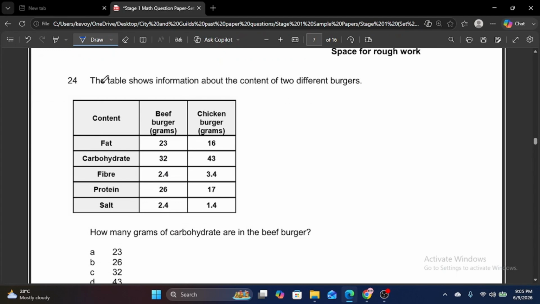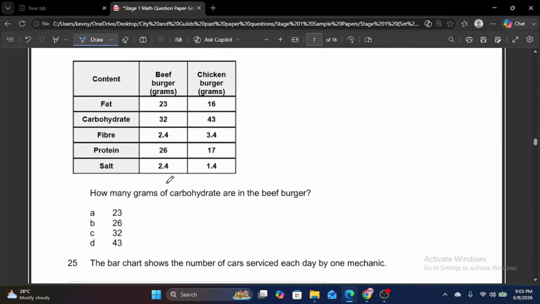So we're at question 24. The table shows information about the content of 2 different burgers: fat, carbohydrate, fiber, protein, and salt. So let's look at this information right there. How many grams of carbohydrate are in the beef burger? You want to look right here. It says carbohydrate, and then look directly right here. You have the beef burger. So that's going to be 32. So the amount is 32 grams for the beef burger.